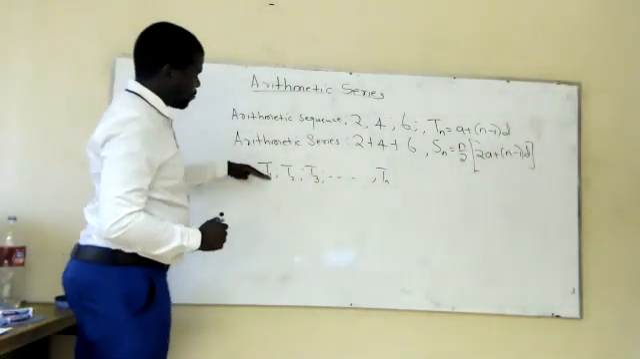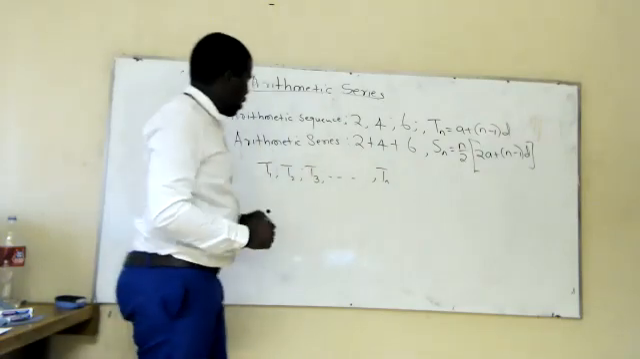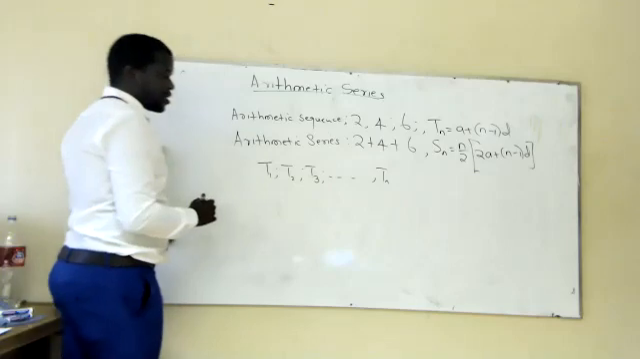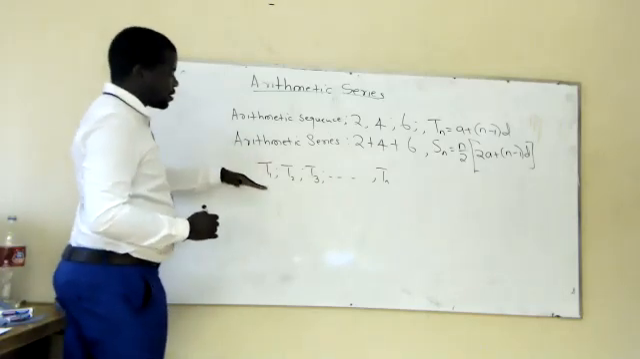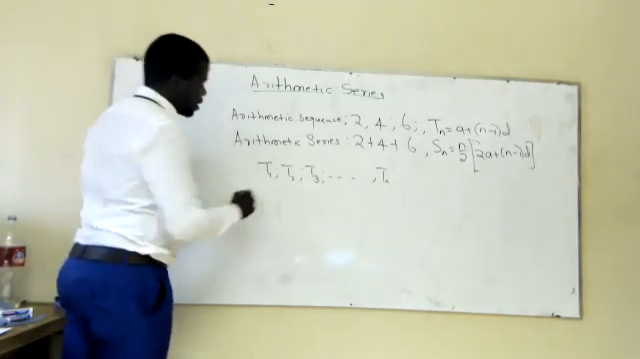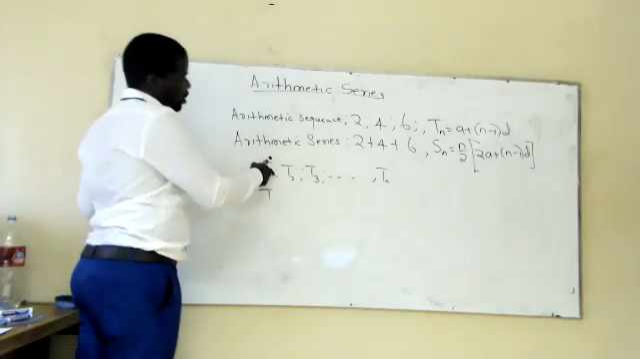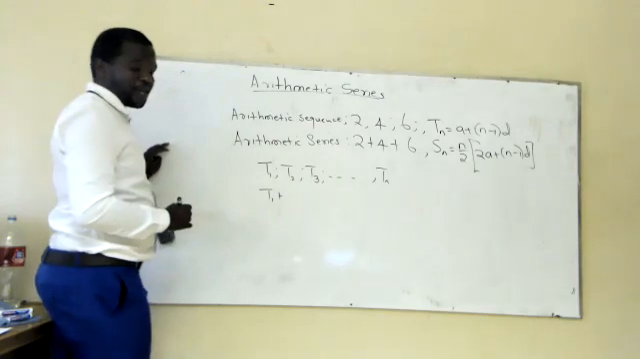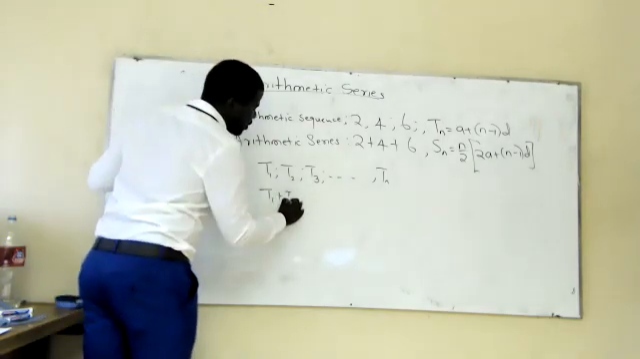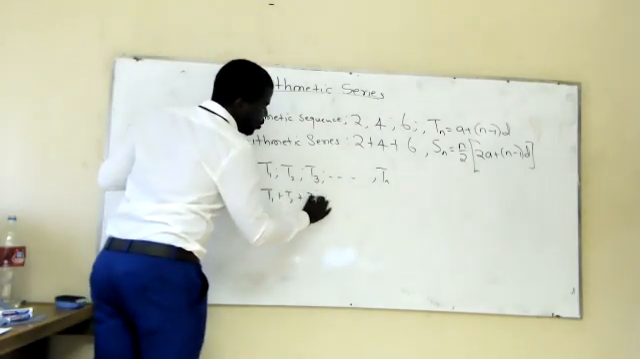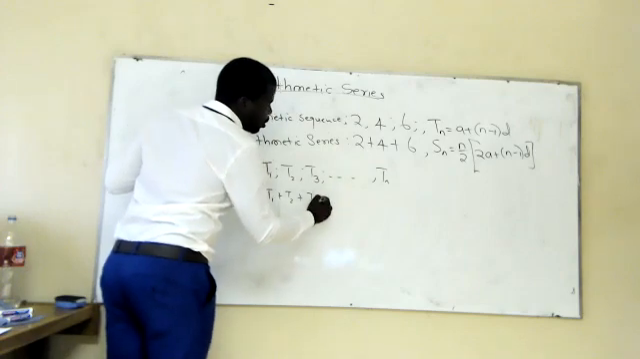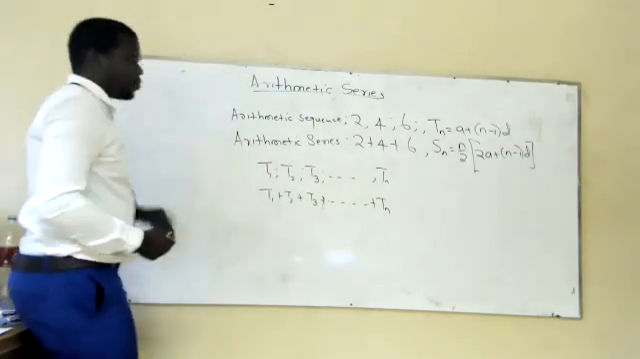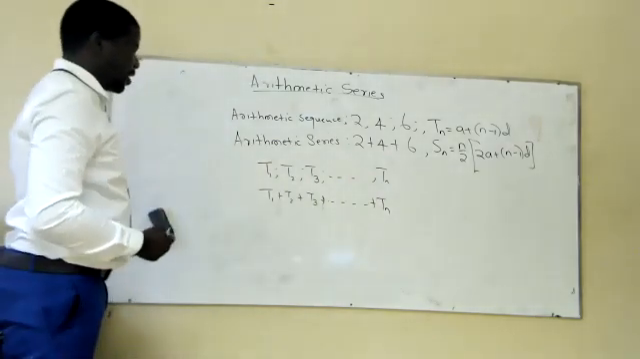From this sequence we have here, you can generate the series. How can you go from the sequence to the series? You just have to change, instead of the semicolon, you put the positive sign, the addition sign. By doing so, you will now have what is called the series. Take note of this, it's very, very important for you to understand that.